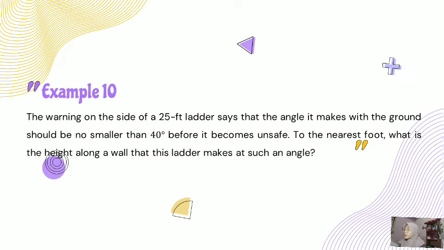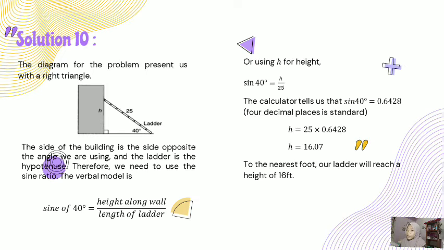To the nearest foot, what is the height along a wall that this ladder makes at such an angle? And the solution: the diagram for the problem is presented with a rectangle. The side of the building is the side opposite the angle we are using, and the ladder is the hypotenuse. Therefore, we need to use the sine ratio.